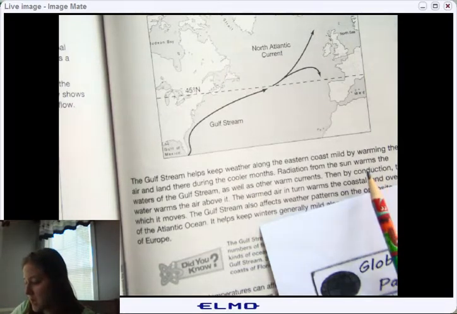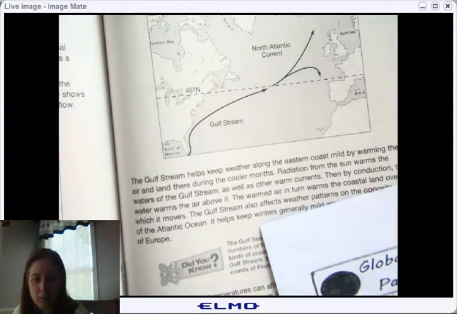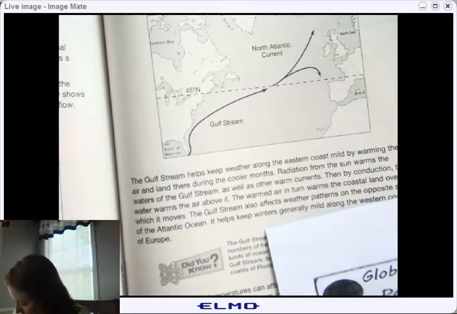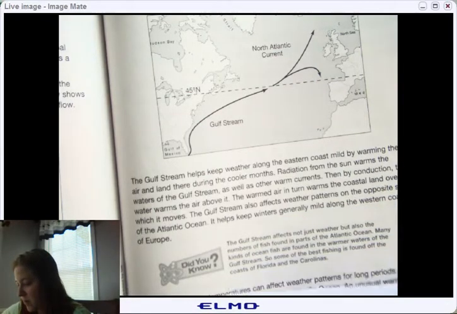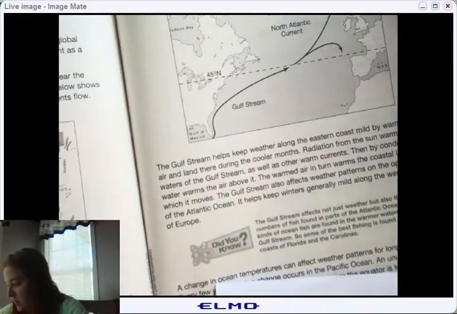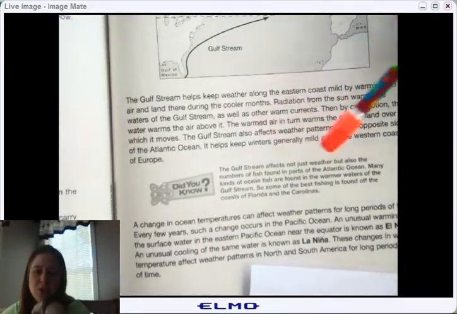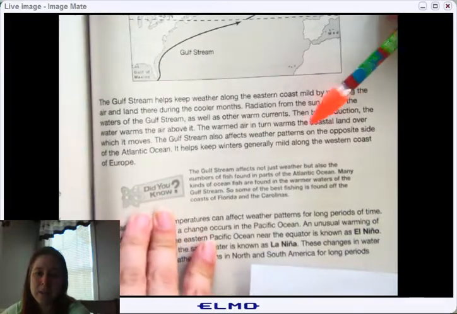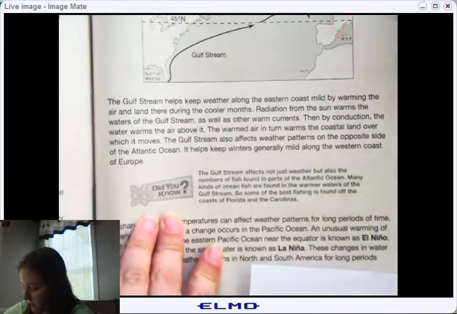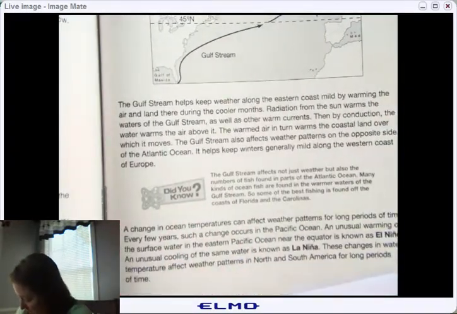What did we just say? Warm during the cooler months. The Gulf Stream also helps keep winters generally mild along the blank coast of Europe. So it also keeps winter weather generally mild along the western coast of Europe. So we're going to add western here.